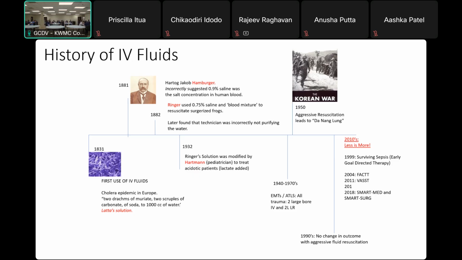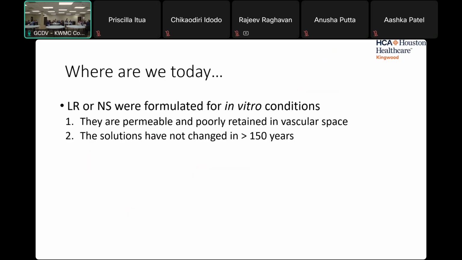So very rarely is isotonic saline needed, but we'll talk about maybe some of the indications and when that's going to be the case. So where we are today, again, the solutions have been around for a long time.